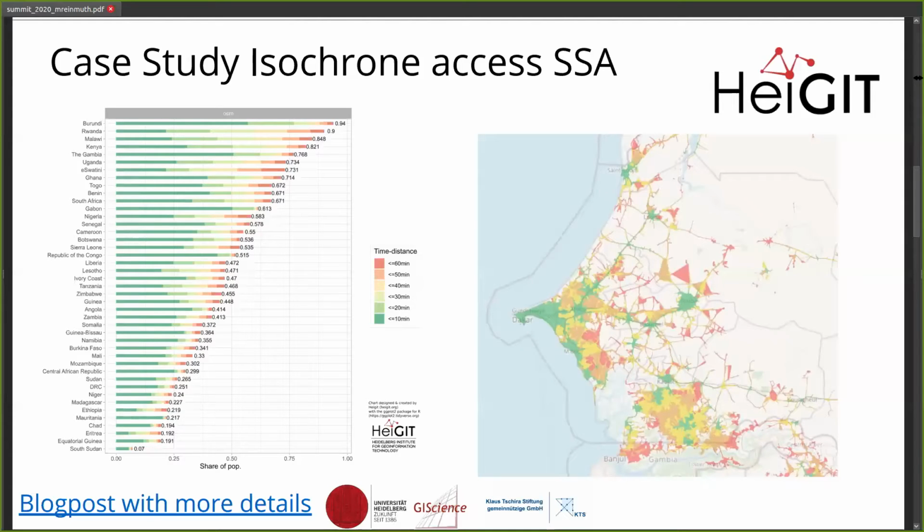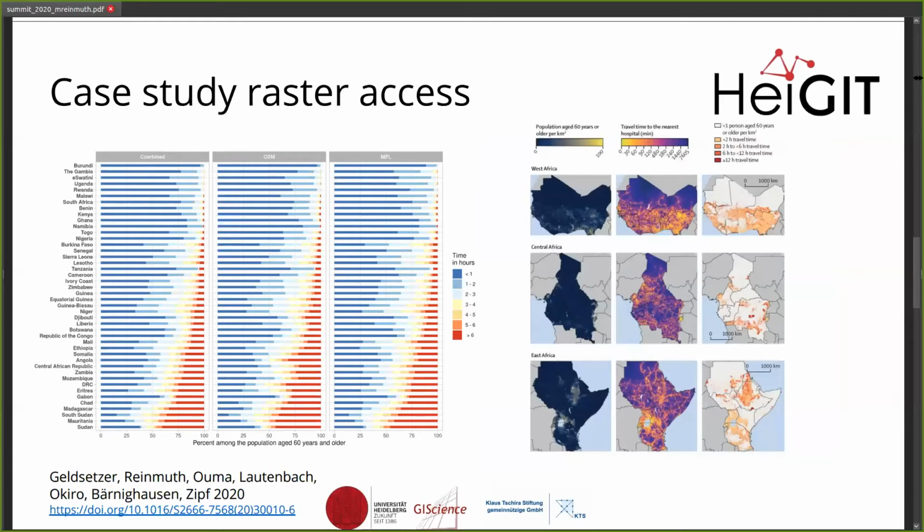More details you can see behind the link at the bottom. There's a blog post with more details. This was our second case study using a raster-based approach. In our first study, we were constrained to 60 minutes. For this study, we had continuous travel times, also going further than 60 minutes. And we also published this in the Lancet Healthy Longevity. You'll find that paper at the link at the bottom. However, although we used a different approach here, a cost raster-based approach, we have almost the same results. We see also Burundi performs best. We also see Rwanda in the top 5, and we see Sudan, South Sudan, and Equatorial Guinea don't perform as well.